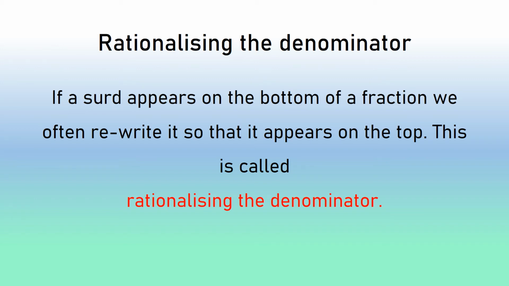Hi. So once you've mastered the basics of surds, which we looked at in the previous video, then you can move on to this, which is rationalising the denominator. So if a surd appears on the bottom of a fraction, we often rewrite it so that it appears on the top, and this is what rationalising the denominator is all about.